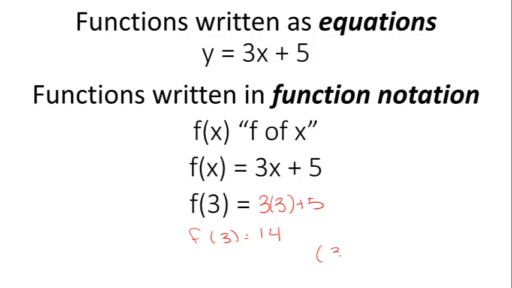I could write that as an ordered pair: (3, 14). My x value is 3, my y value is 14, and I know that my domain value is 3, my range value is 14.